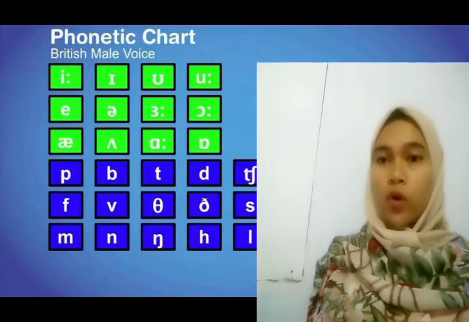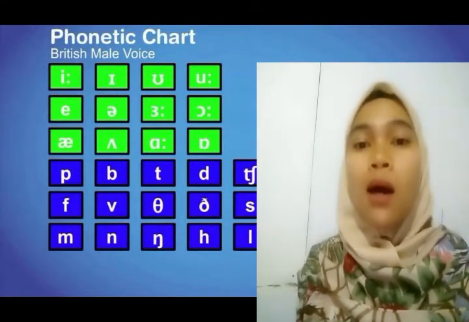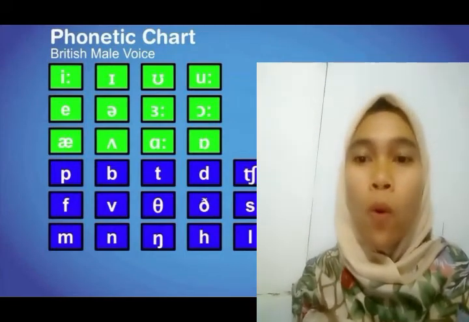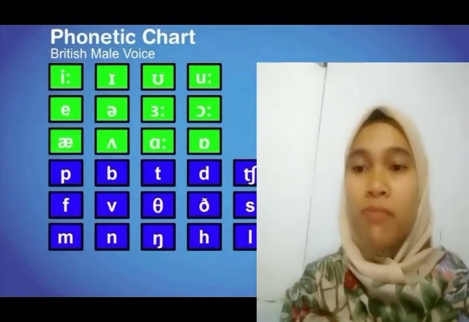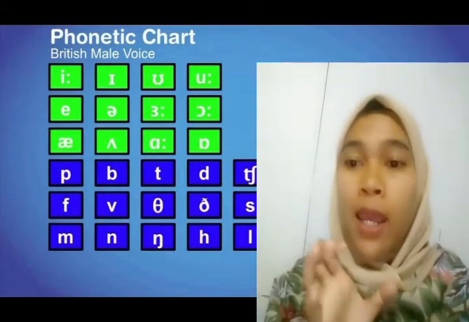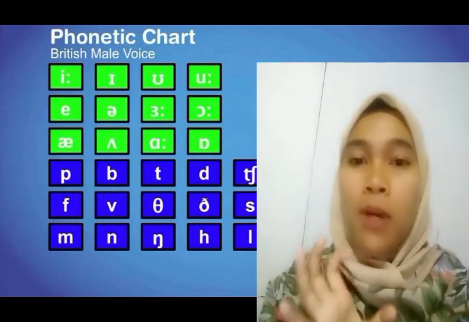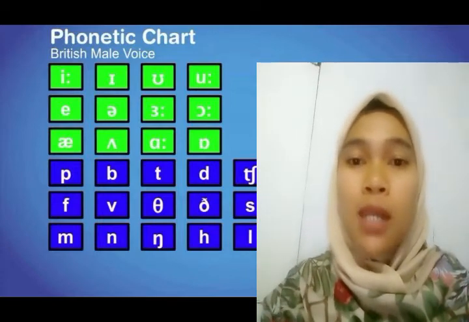On the bottom row, we have the remaining sounds. To make these sounds, our mouths are almost wide open and it feels like the sound is coming from the bottom of the mouth. That is why they are on the bottom row.